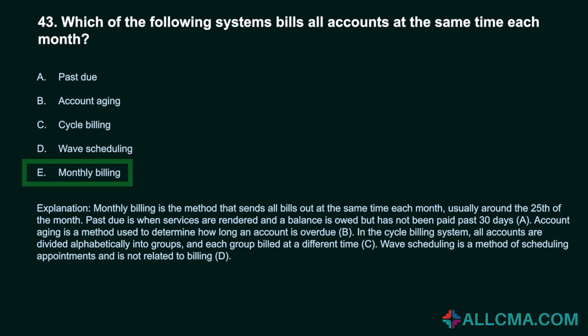Past due is when services are rendered and a balance is owed but has not been paid past 30 days. A. Account aging is a method used to determine how long an account is overdue. B. In the cycle billing system, all accounts are divided alphabetically into groups, and each group is billed at a different time. C. Wave scheduling is a method of scheduling appointments and is not related to billing.